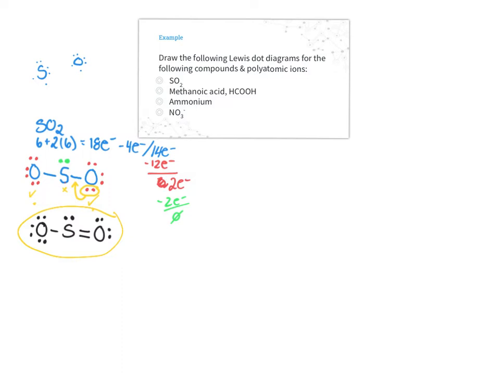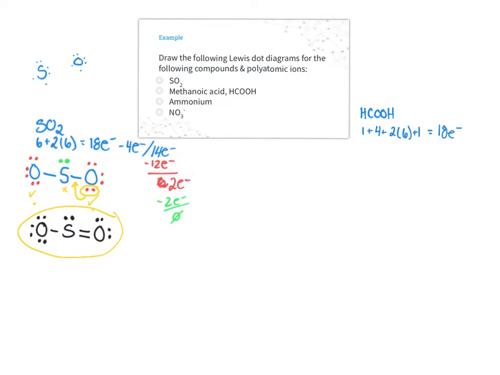So let's count our total number of valence electrons over here for methanoic acid. HCOOH. So hydrogen has 1 valence electron, a carbon has 4, each oxygen has 6, and I have 1 more hydrogen at the end. So I'm just trying to add them in order for you guys to be able to follow along. So 1 plus 4 is 5, 6, and 12. We have 18 valence electrons again, but in a different diagram.